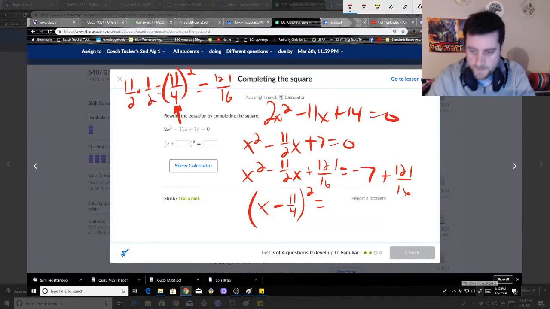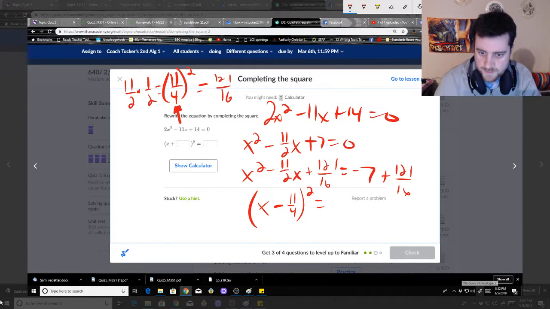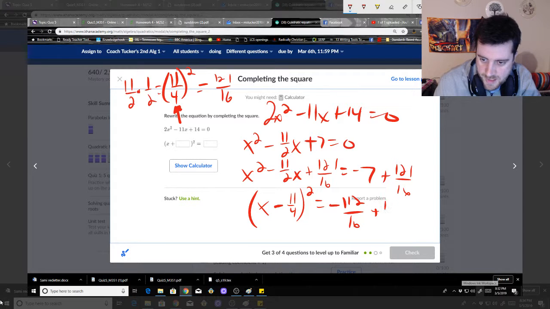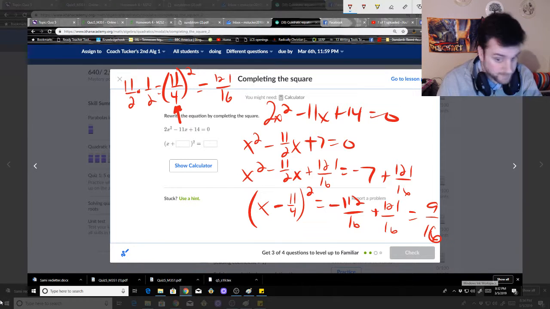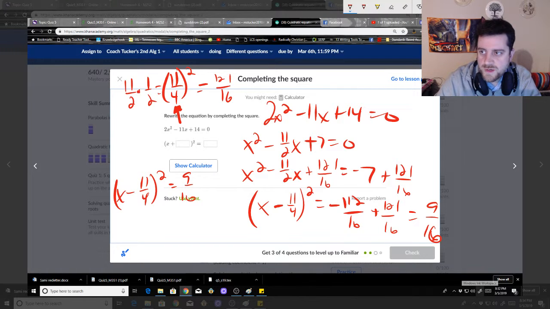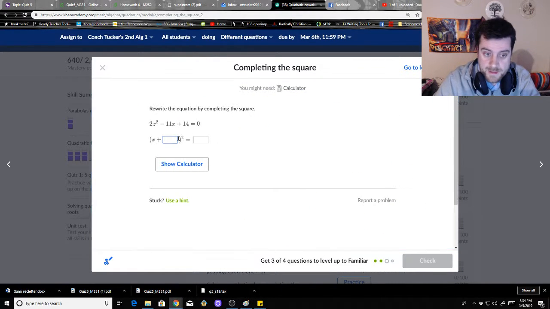So let me just write this down, it'll be easier. Negative 112 over 16 plus 121 over 16. That happens to be a positive 9. So that's equal to 9 over 16. So your answer on this one is nasty. x minus 11 over 4 squared equals 9 over 16. So 11 over 4, 9 over 16, negative 11 over 4, 9 over 16.